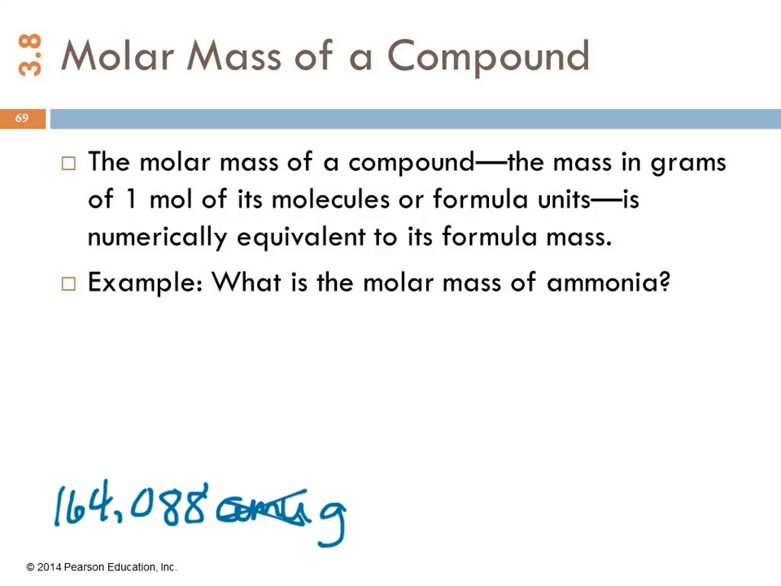So what's the molar mass of ammonia? What's the formula of ammonia? Remember? NH3. NH4 plus is ammonium, the ion. NH3 is ammonia, the molecule. So to find the molar mass, we do the same process as finding the formula mass. It's just that the unit's different.